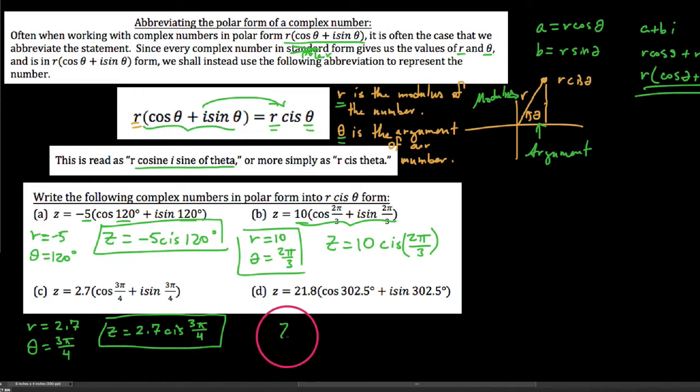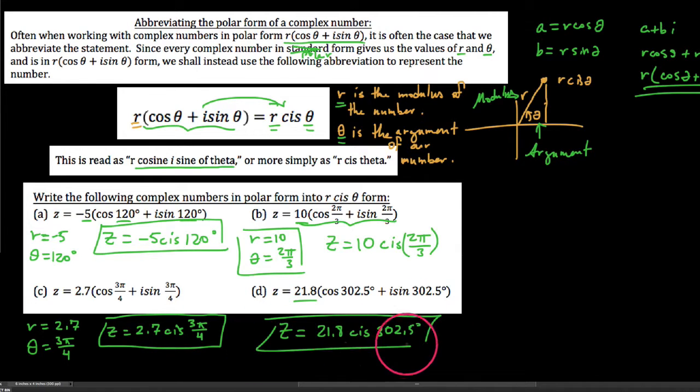In this last one, I want you to see that even if you have decimals, we can say 21.8 is our r value, and our argument is a 302.5 degree direction. So turn to that direction and walk 21.8 units out. We're going to start using this abbreviated form more often, especially when we start multiplying, dividing, and raising to powers these complex numbers that we're working with in polar form.